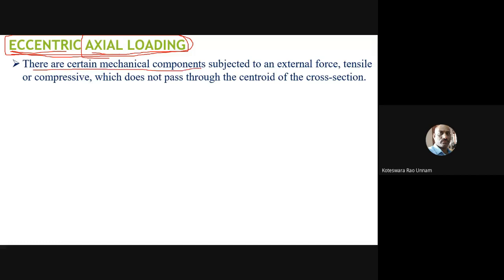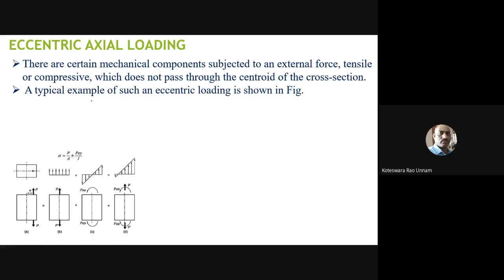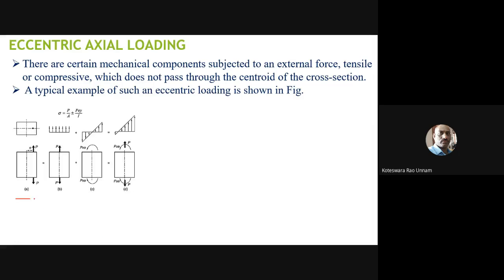So there are certain mechanical components subjected to an external force. The force may be either tensile or compressive, but it does not pass through the centroid of the cross section. If the load line does not pass through the centroid of the cross section, then we'll call it an eccentric load. That is the important point you need to remember. So now how can we find the stresses when there is an eccentric load? Here is one of the typical examples where there is an eccentric load.